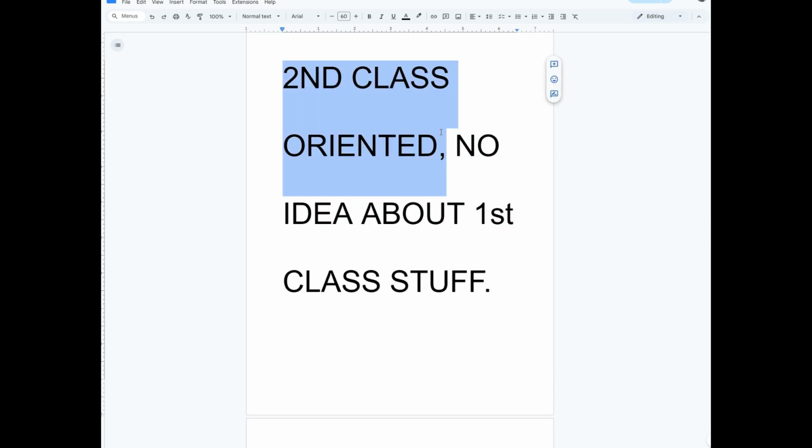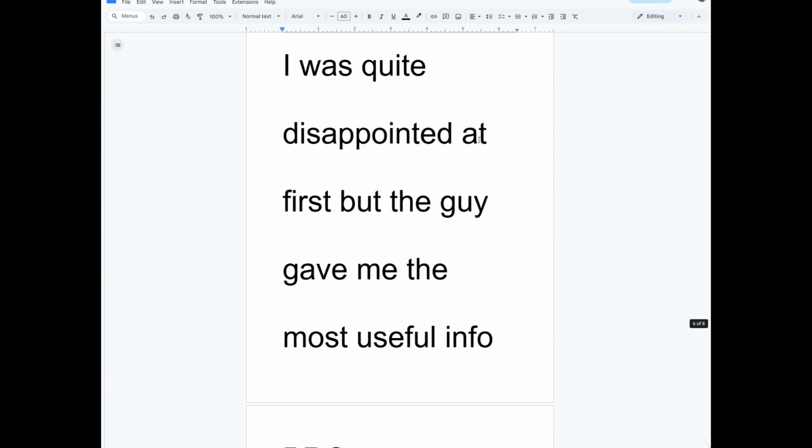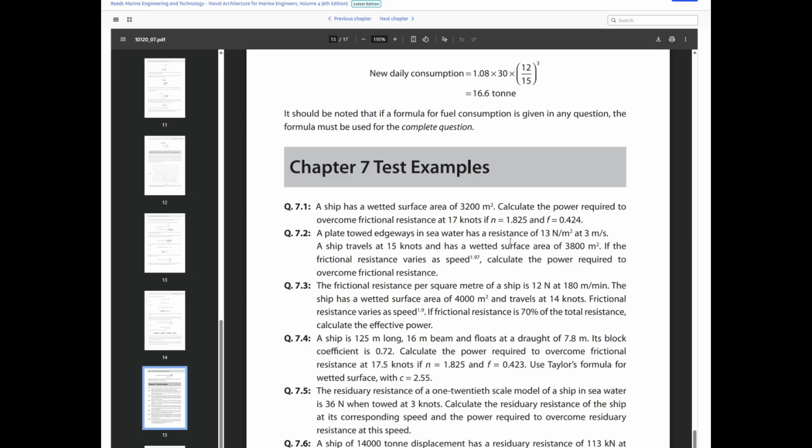This course is also from a second class perspective. I'm not sure about first class; I haven't tried it yet. But the book also includes first class questions, though that was not my main focus. On that note, I was a bit disappointed at first with the course because it really lacked content. It was just math, and I was expecting more theoretical stuff. But the guy gave me some really useful information.